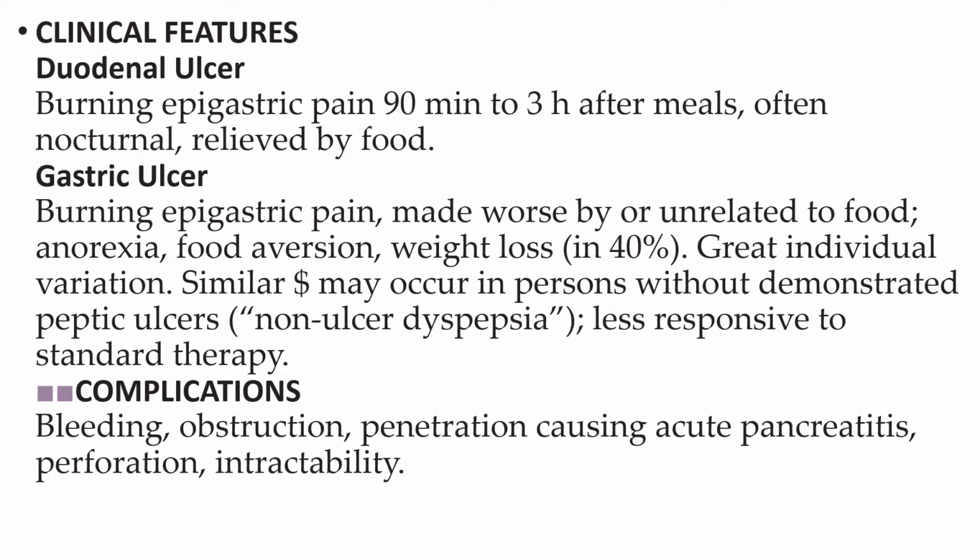Clinical features of duodenal ulcer: burning epigastric pain 1.5 to 3 hours after meals, often nocturnal, relieved by food. Gastric ulcer: burning epigastric pain made worse by or unrelated to food. There is anorexia, food aversion, and weight loss in 40%, with great individual variation. Similar symptoms may occur in persons without demonstrated peptic ulcer, called non-ulcer dyspepsia, which is less responsive to standard therapy. Complications: bleeding, obstruction, penetration causing acute pancreatitis, perforation, intractability.